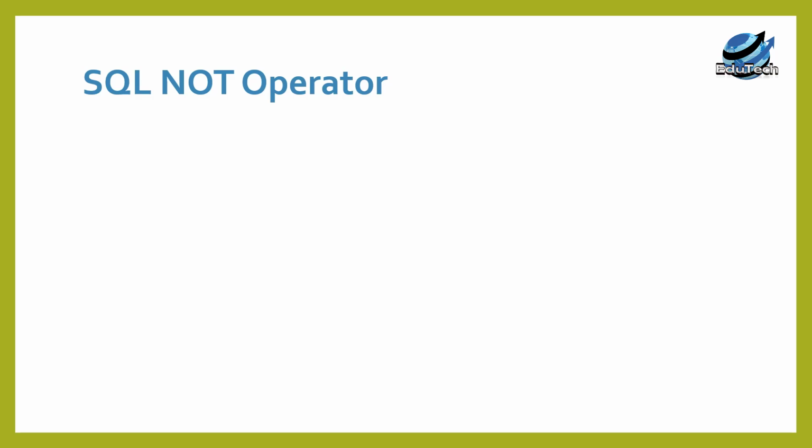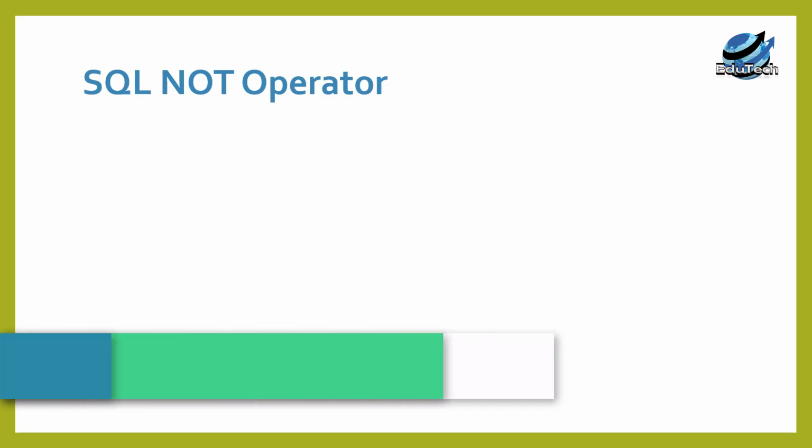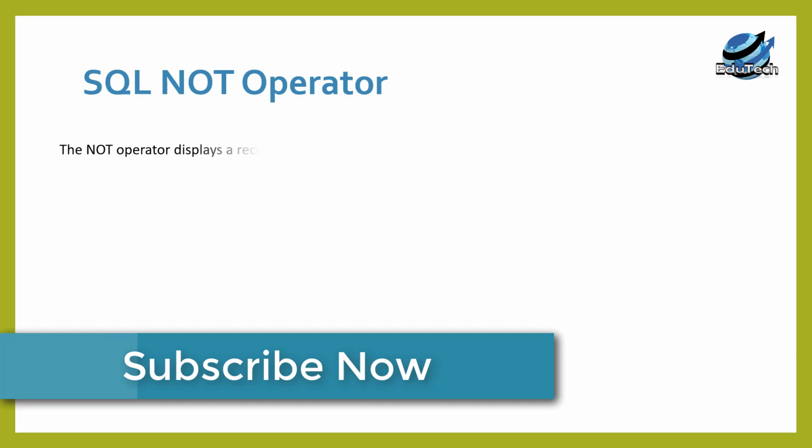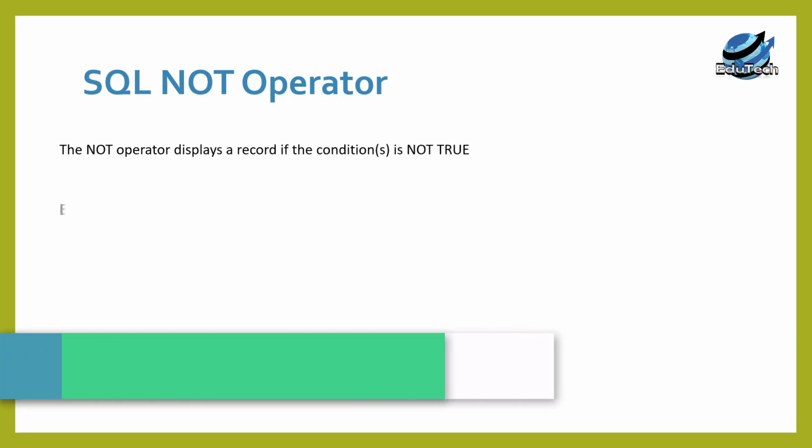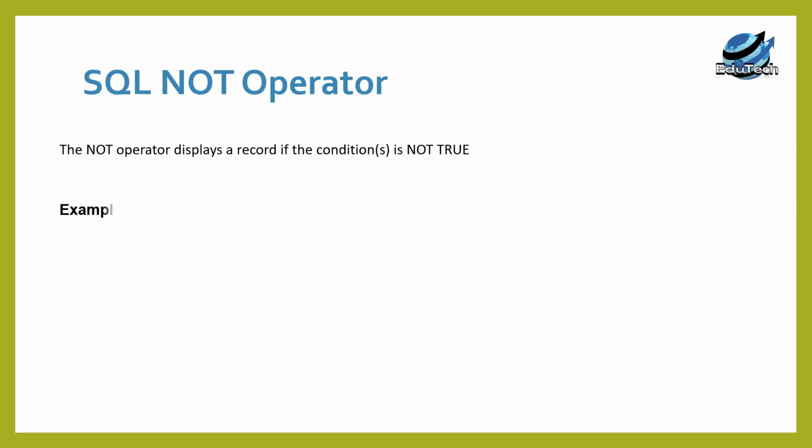SQL NOT Operator. The NOT operator displays a record if the condition is not true. Example: select column 1, column 2 from table name where not condition.